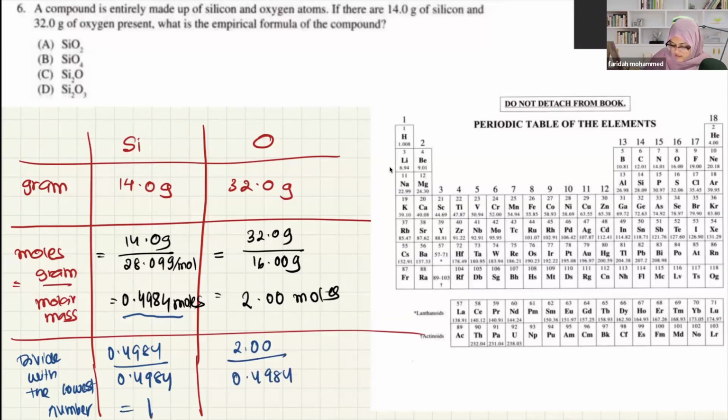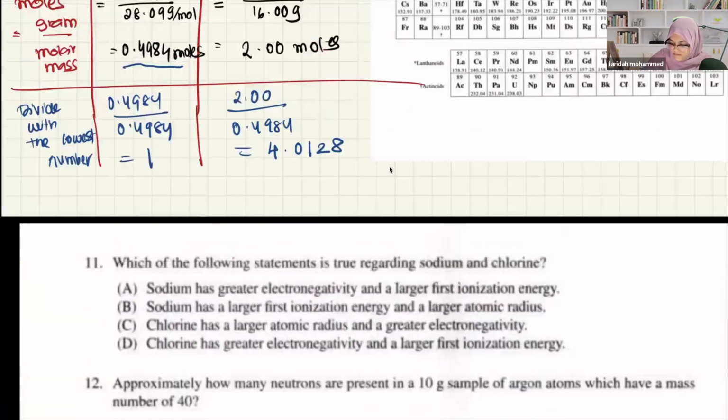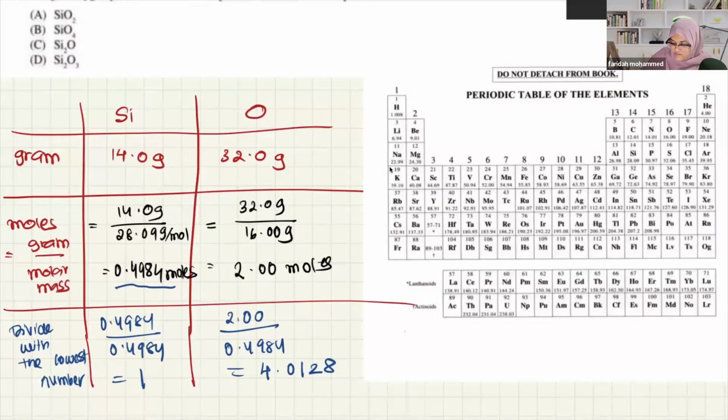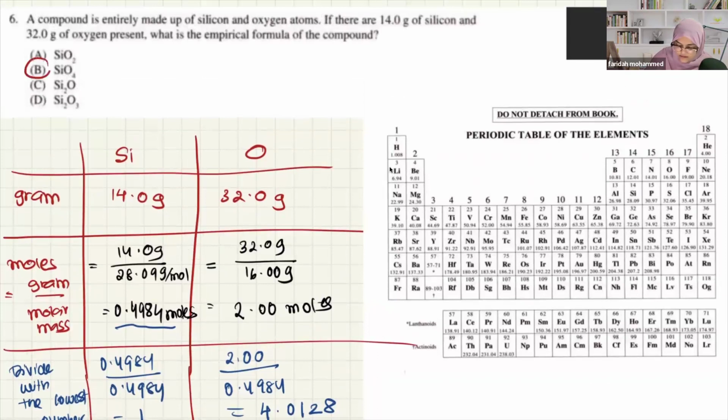This one we have 1, and this one we're going to have 4.0128. So as we can see, because this is very near to a whole number, we can just say this is 4 and this is 1. So our empirical formula would be SiO4. So the answer is B.